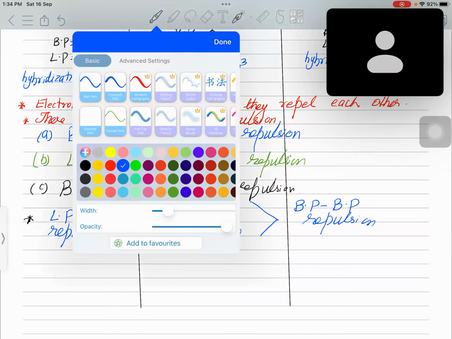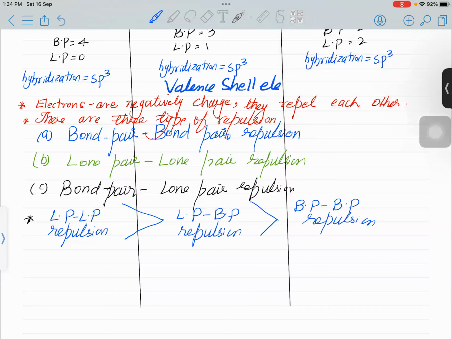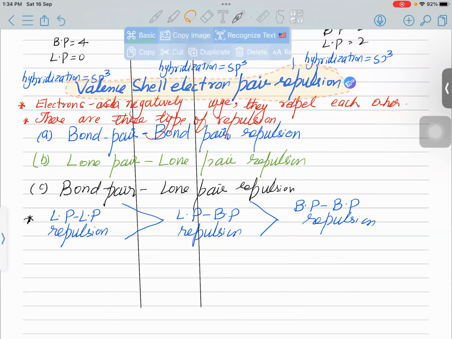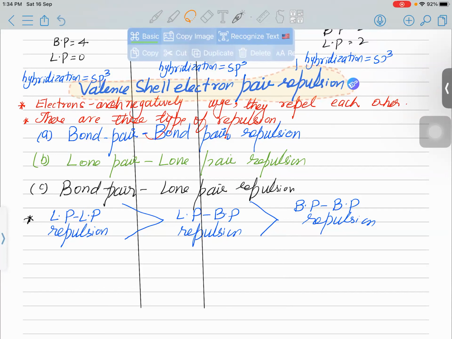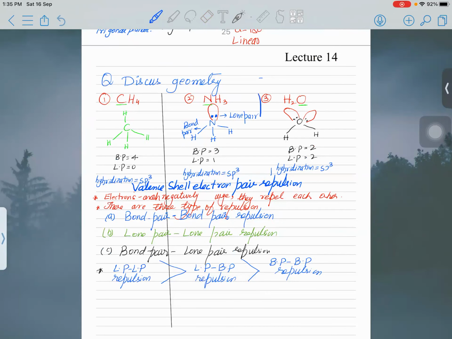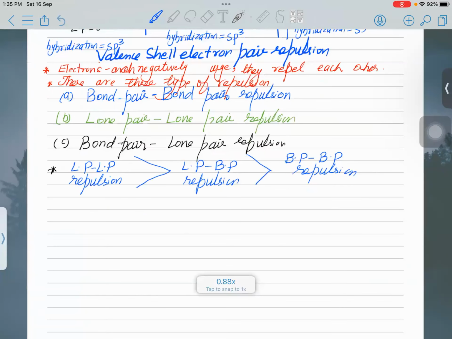This theory is called valence shell electron pair repulsion theory, VSEPR.